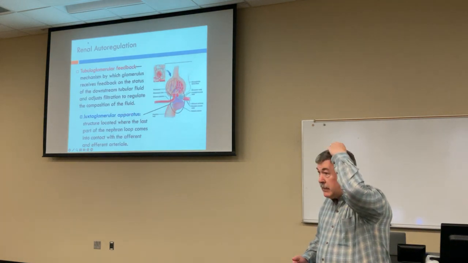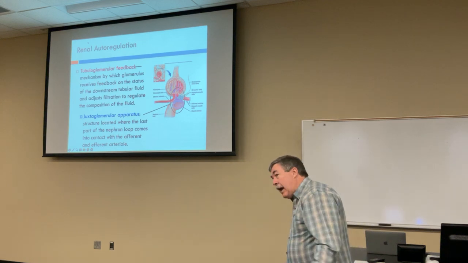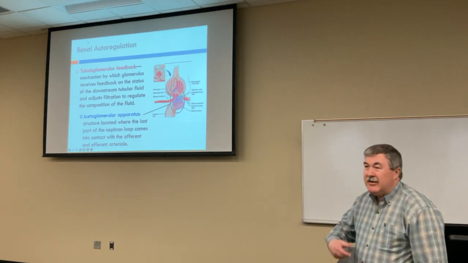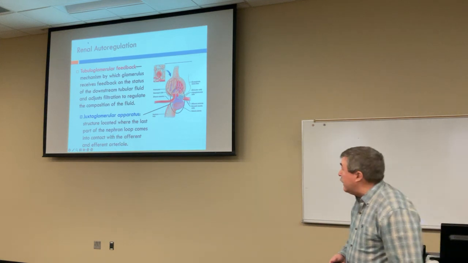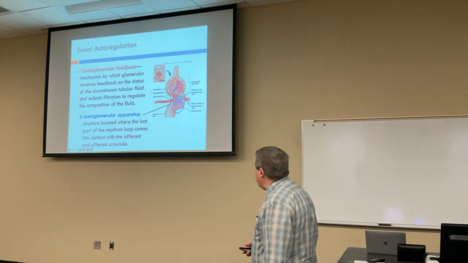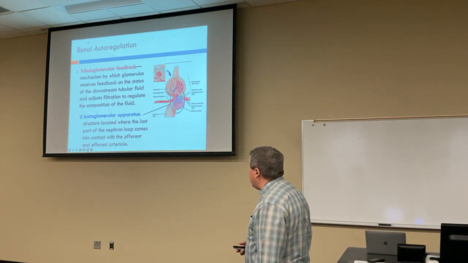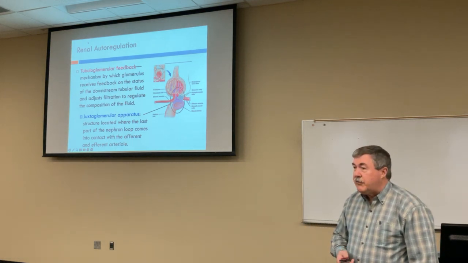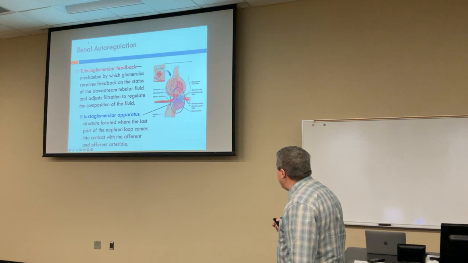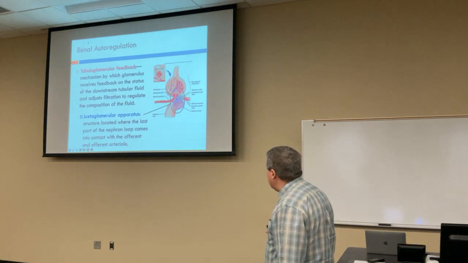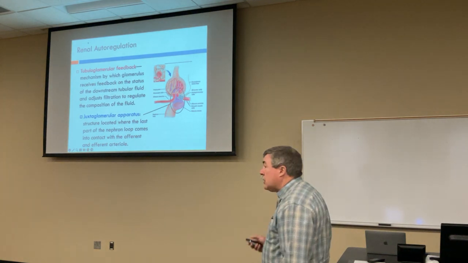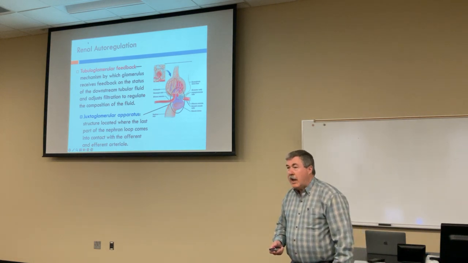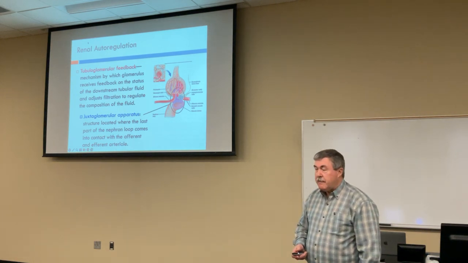Now, the second mechanism has a long name. It's called tubuloglomerular feedback. This is a little more complicated, okay? And this mechanism involves an area of the nephron, which I have circled right here, called the juxtaglomerular apparatus, or JG apparatus for short. Okay?